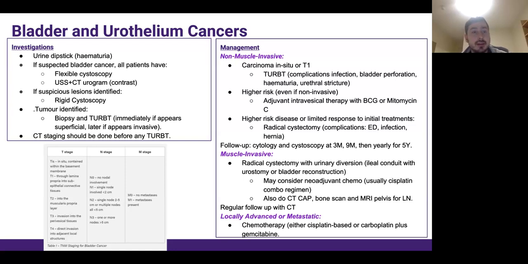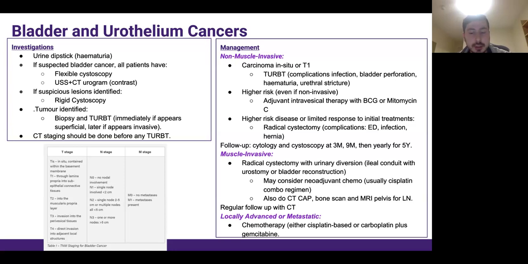So if you identify what you think would be a tumor, you want to do CT staging before you progress to any intervention. And what will the intervention be? Let's start with non-muscle invasive. So if your investigations find that the carcinoma is classified as T1 or CIS, which is carcinoma in situ, you want to do a TURBT. And that is a transurethral resection of the bladder tumor.